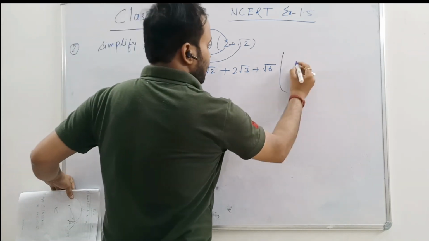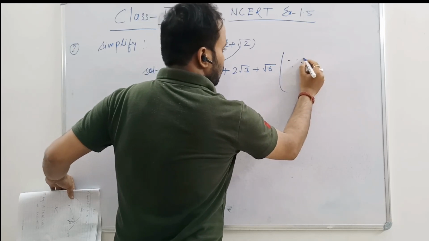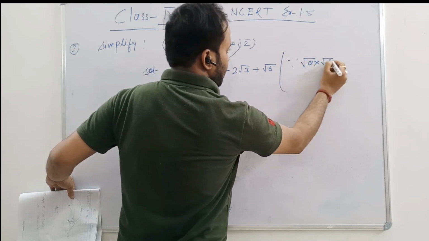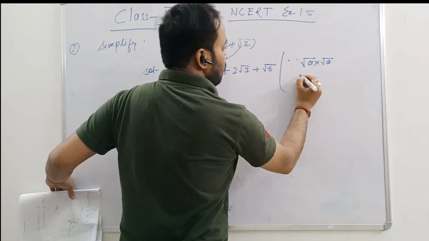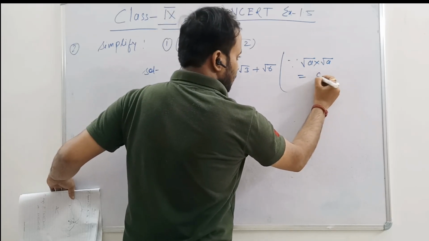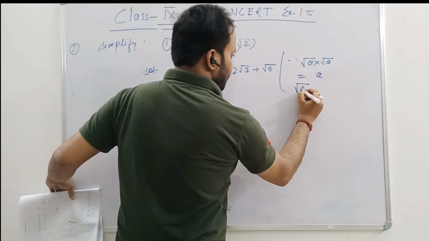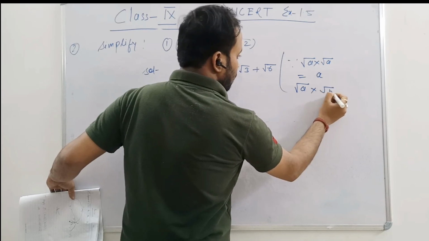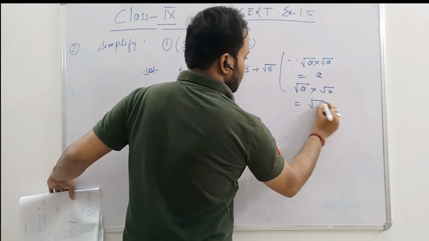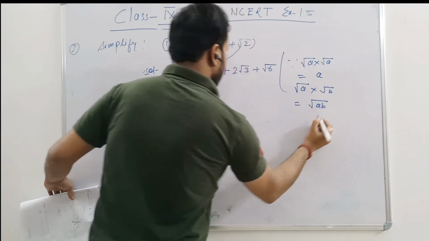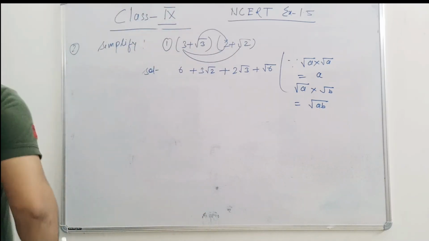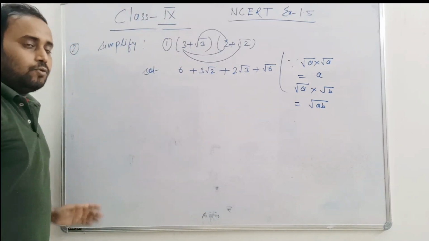And here we use some concepts. Suppose root a multiplied by root a becomes a, and suppose we have root a and another number root b, multiplied it becomes root under ab. Clear? I hope this one is clear to you.